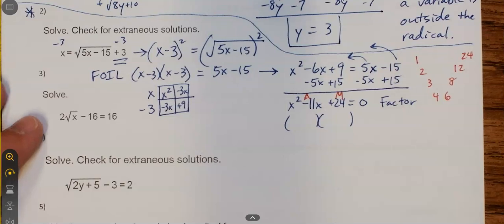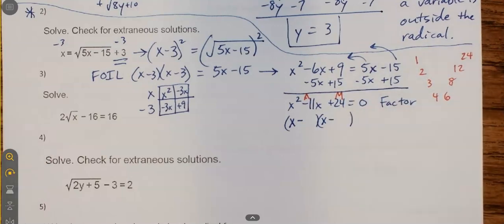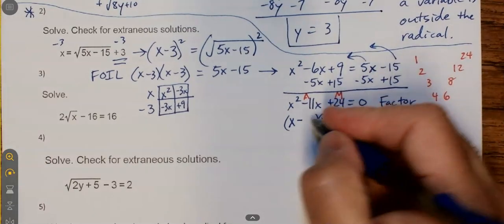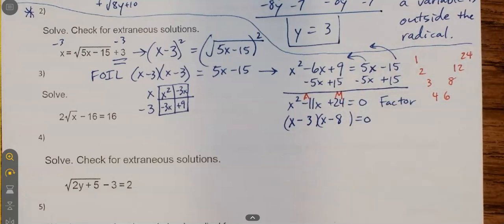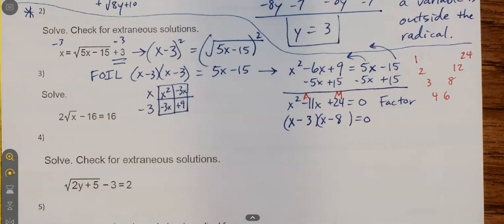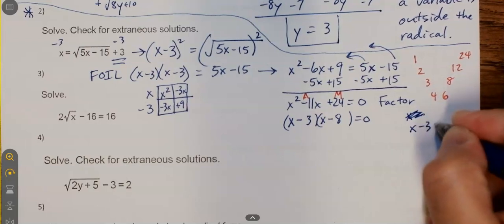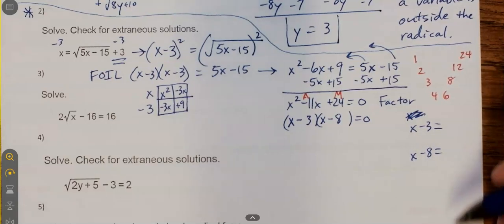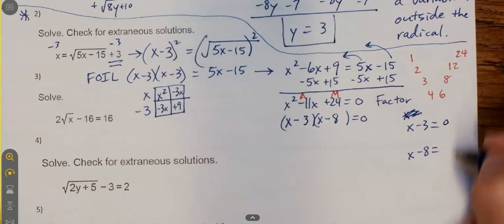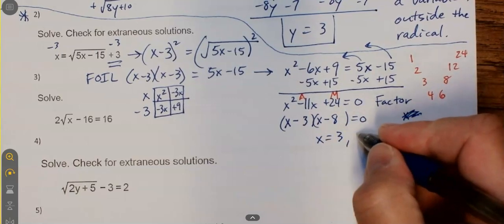And which combo is going to work? 4 and 6 add up to 10, so that's not going to work. 3 and 8. Okay, now that we have it factored, what do we do with each of the factors? x minus 3 equals 0, x minus 8 equals... What do we set the two factors equal to? 0. And then we solve those things, which is not really all that hard, right? X equals 3 and x equals 8.